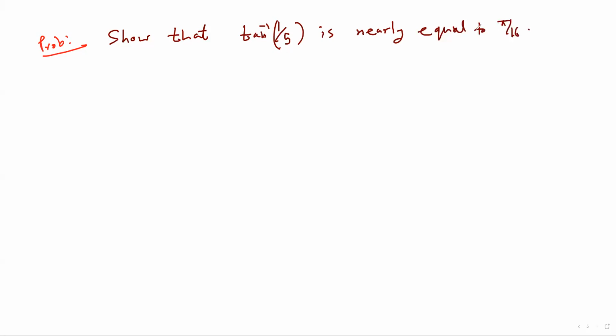This is a pretty interesting problem. And of course, you cannot just calculate tan inverse 1/5 from a calculator and show that it's very close, almost equal to pi by 16, by showing that their difference is a pretty small number. You cannot do that. You have to do some analytical solution here.